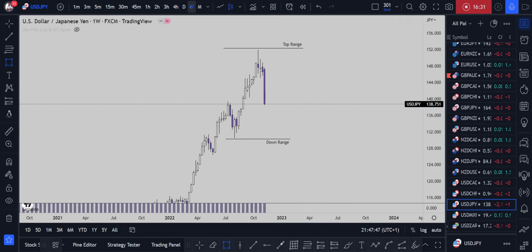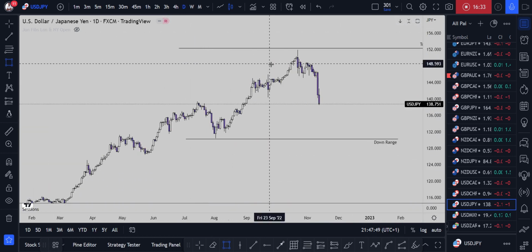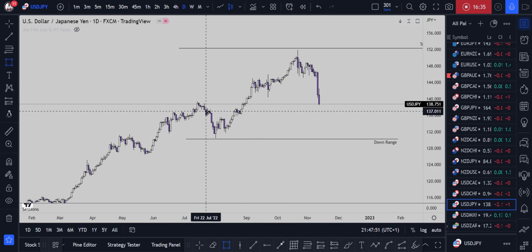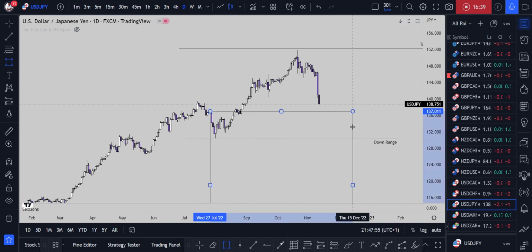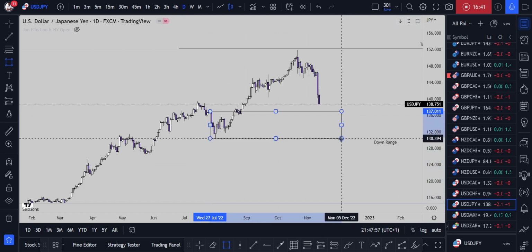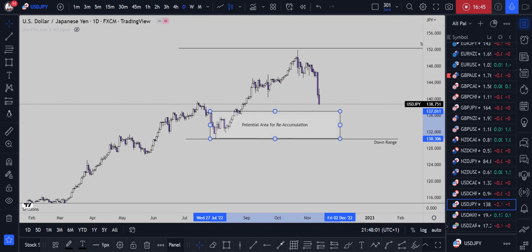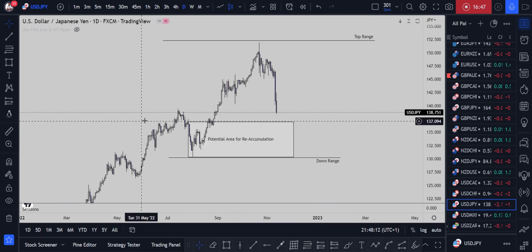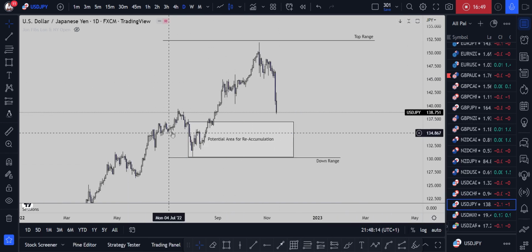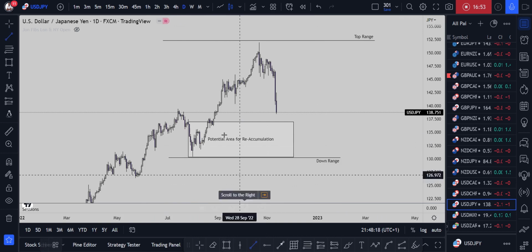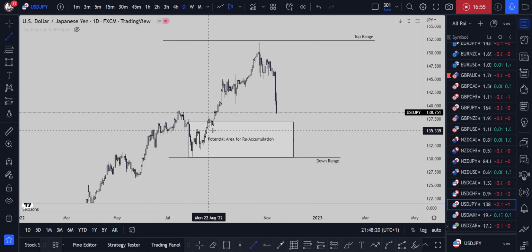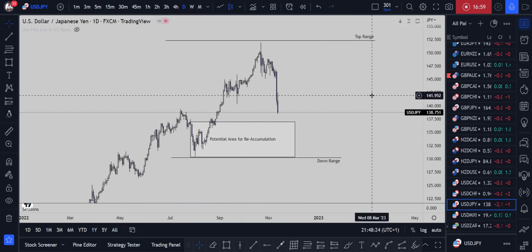So we could say, okay, let's go to the daily to get that. Okay, so this becomes the last push down. So this becomes our potential area for reaccumulation. I love this liquidity sweep here, this liquidity that is resting down here. So probably maybe we are going to add this for USDJPY.